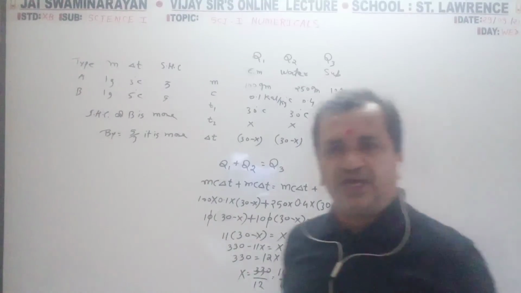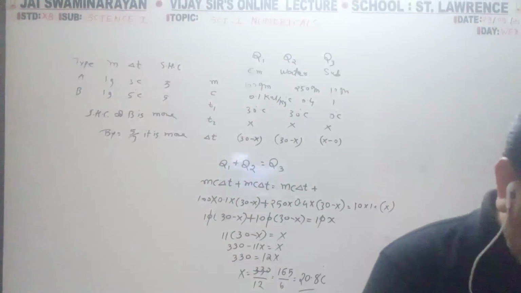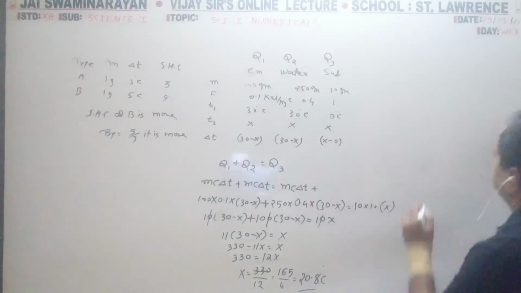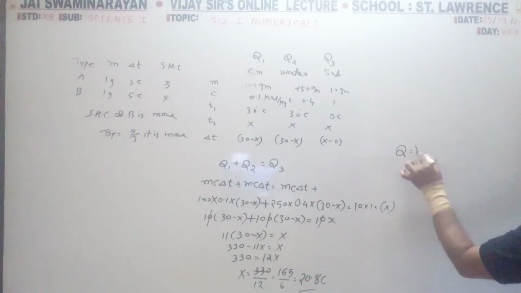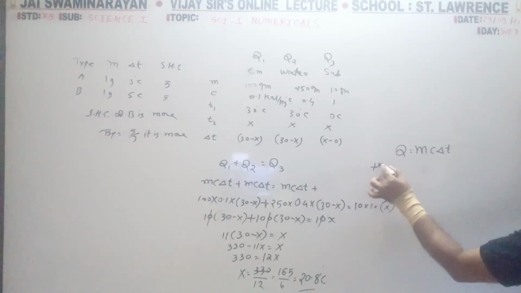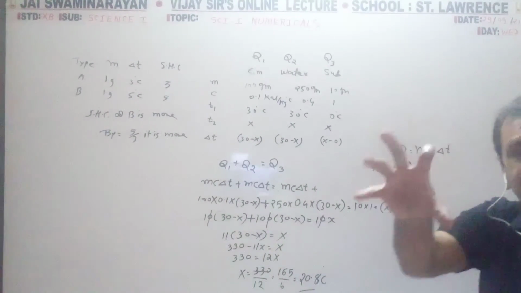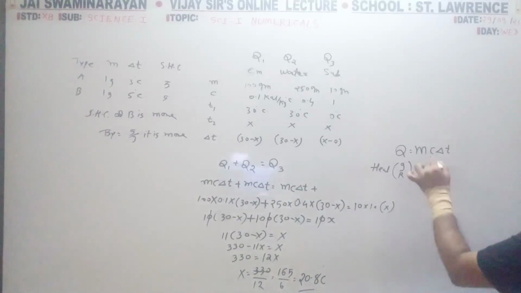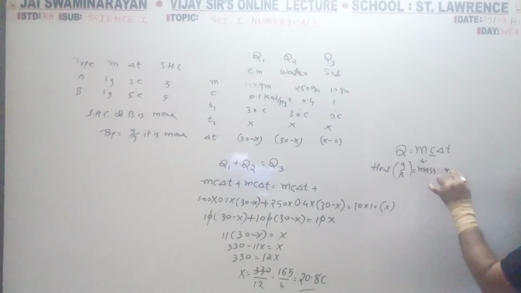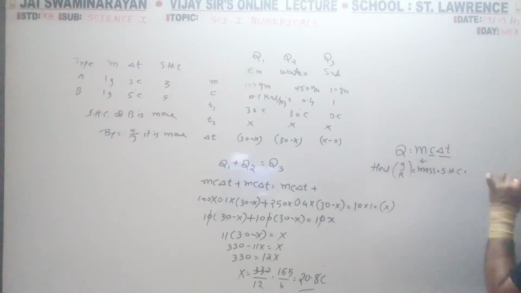Calorimetric sums are very useful, very important. Generally they ask this. Q is equal to mCΔT. Why are we writing this? Heat gained or released, heat absorbed or heat released is equal to what? M stands for mass, C stands for specific heat capacity, delta T stands for change in temperature.